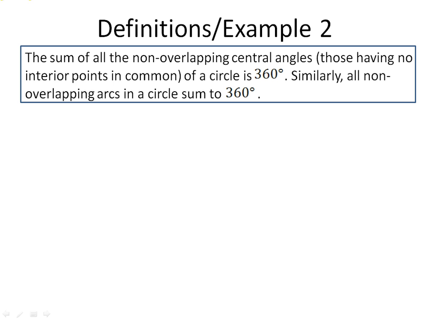Okay, let's look at some more definitions in example 2. The sum of all the non-overlapping central angles, in other words, those that don't have interior points in common, of a circle is 360 degrees. By the same thing, the non-overlapping arcs on the circle also add up to 360 degrees.